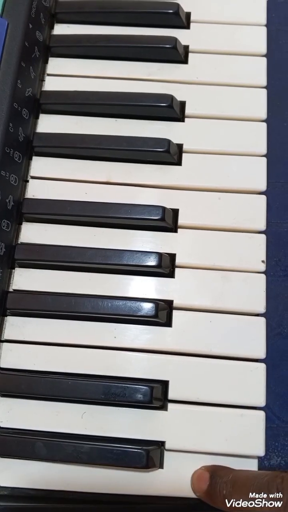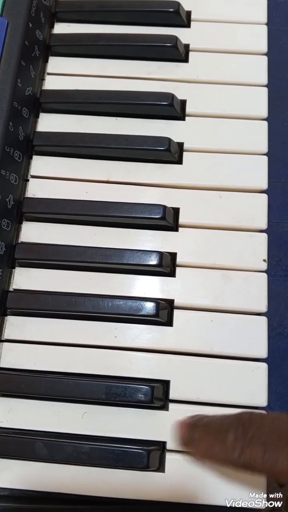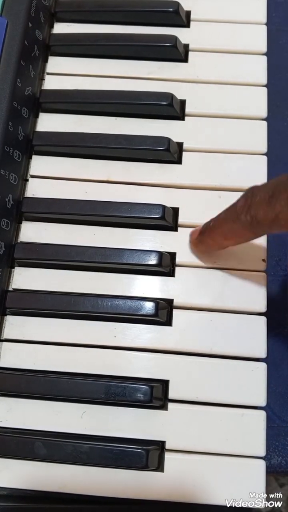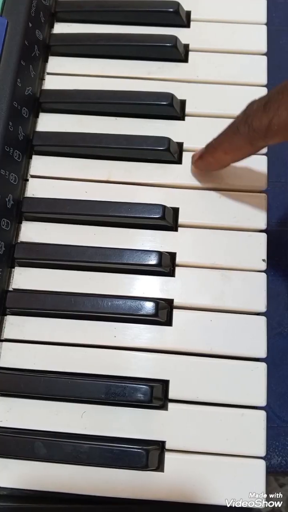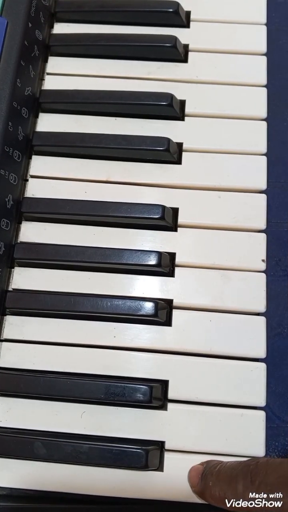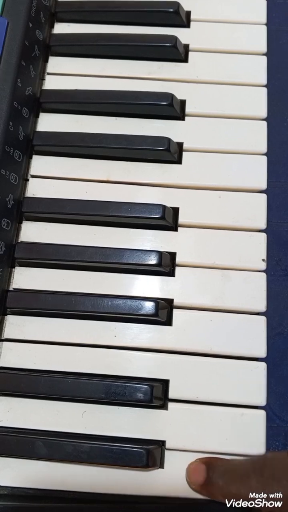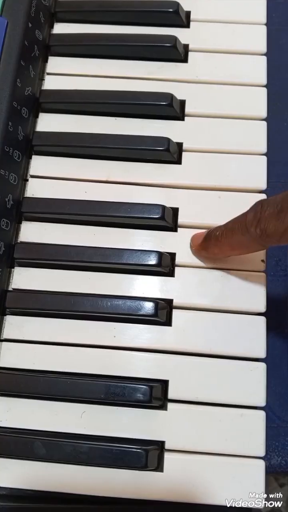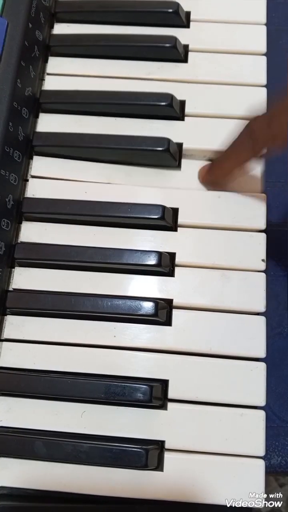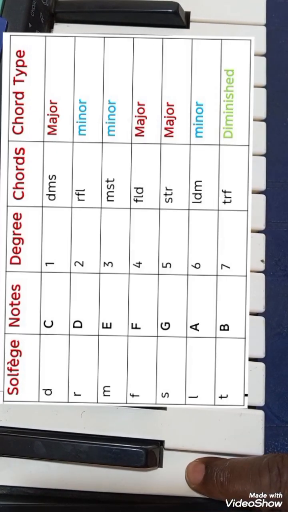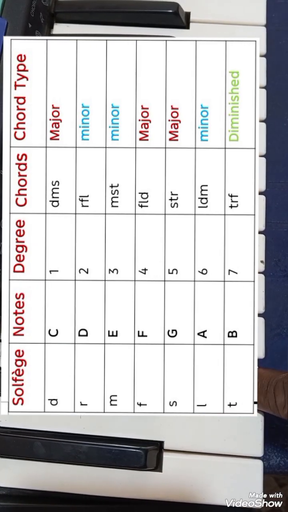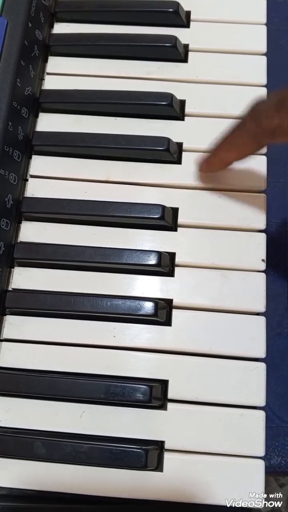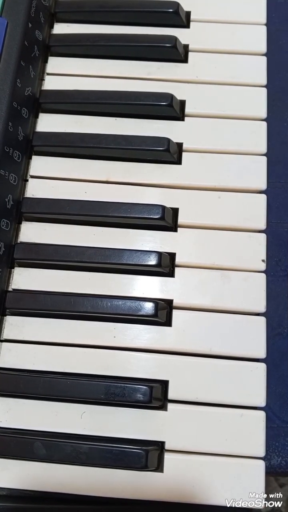So on C, we have C, D, E, F, G, A, B, C. Here is the first degree, second degree, third, fourth, fifth, sixth, seventh, eighth degree. So here we have Do, Re, Mi, Fa, Sol, La, Ti, Do. Okay, let's proceed to chords.